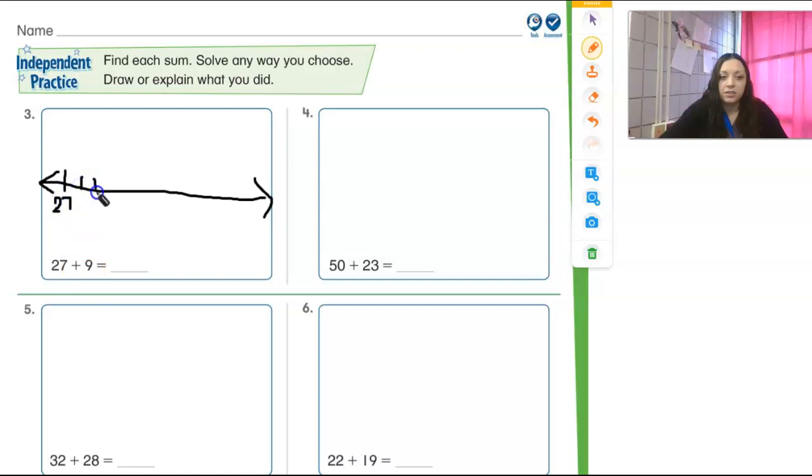So 1, 2, 3, 4, 5, 6, 7, 8, 9. So I had 27. Then my next number is 28. Then 29. Then 30. 31. 32.